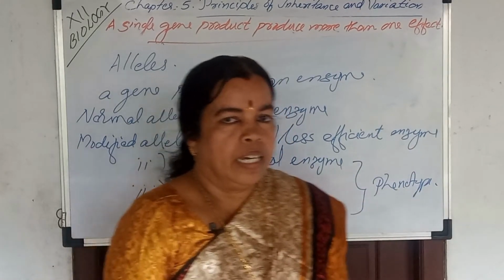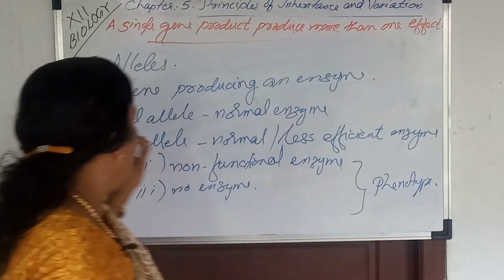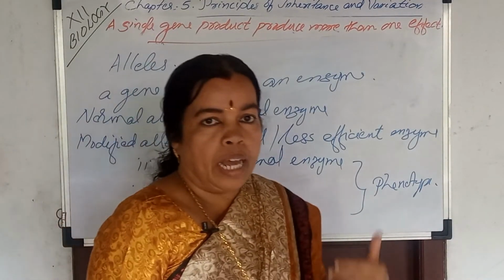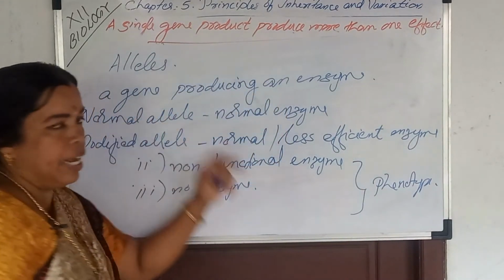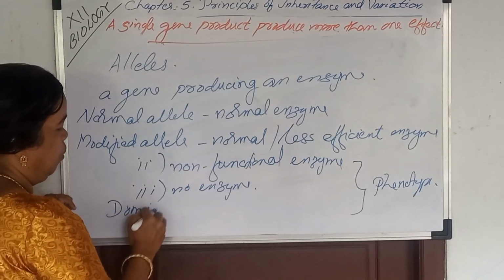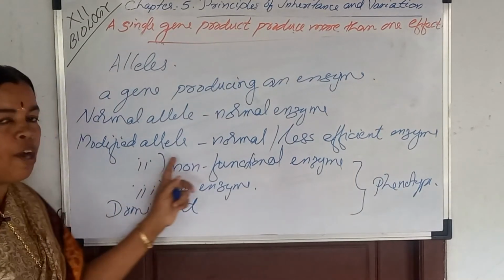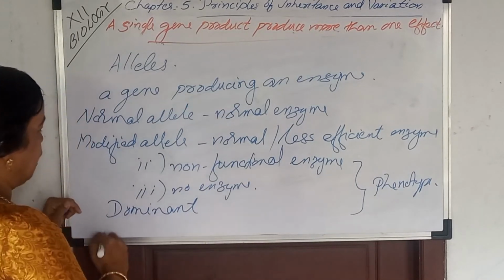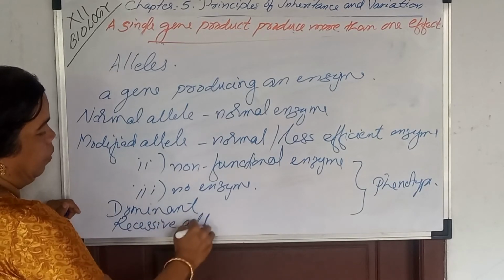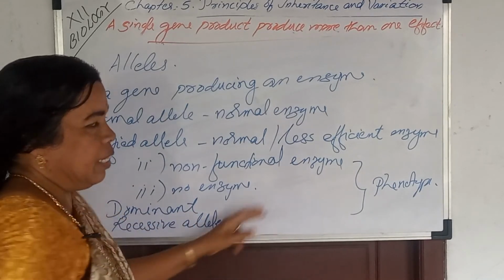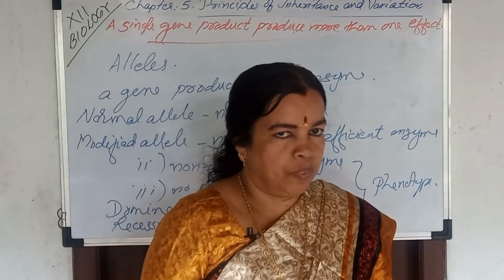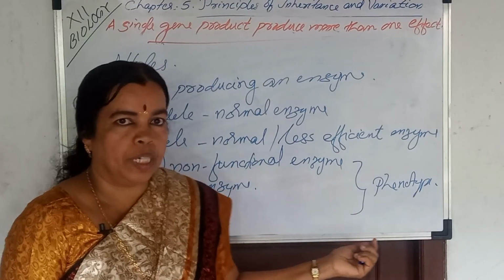So in this case, the dominant allele is actually the normal allele, that is, without modification. The normal allele is the unmodified allele. The unmodified allele is the dominant allele, and the modified allele we call the recessive allele. That is the reason why some alleles are dominant and some are recessive. So today we conclude up to this portion.